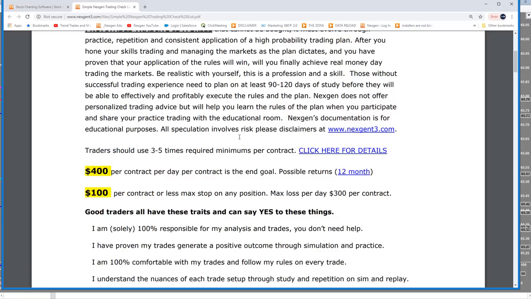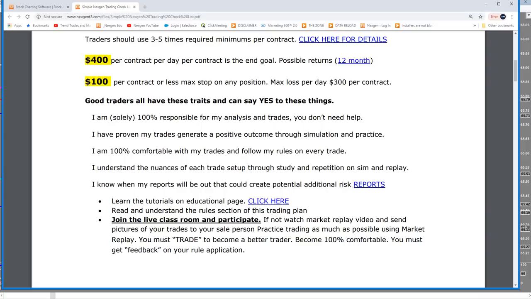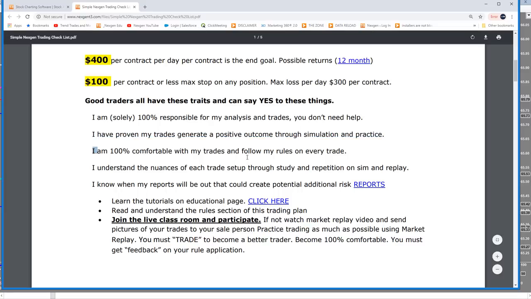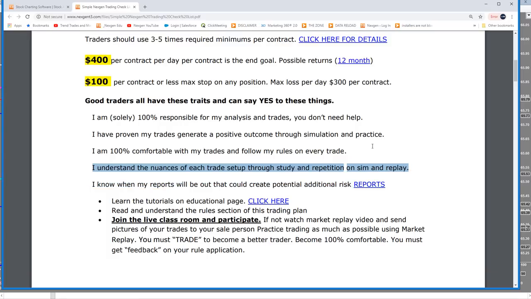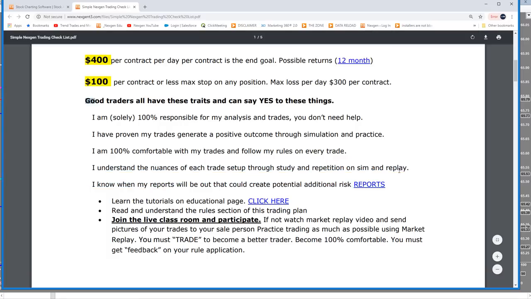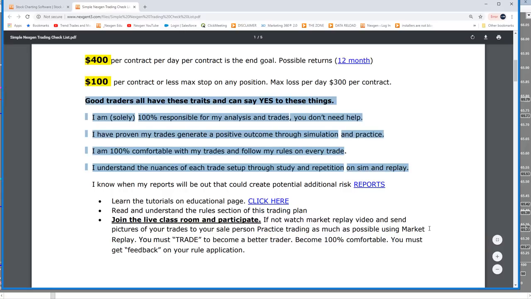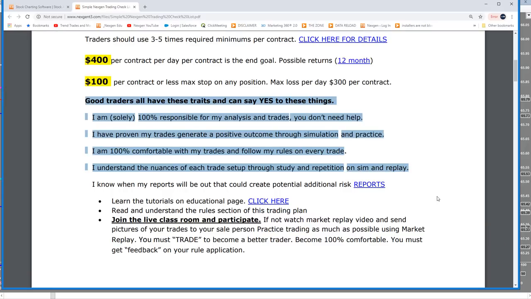Also, this is where I want you guys to get to. I want you to get to the point where you say, hey, I'm responsible for all of my trades and my analysis. I don't need help. I know what I'm looking at. You've proven through simulation and practice that your trades win, that you are comfortable with your trades, that you follow the rules on every one of your trades, and that you understand the nuances of your trades because you've done 1,000 repetitions. Not because you bought software, but because you've gone through and done the work. So today's lesson, what I want to do is go through and do some of the work for you and show you exactly what we're talking about.